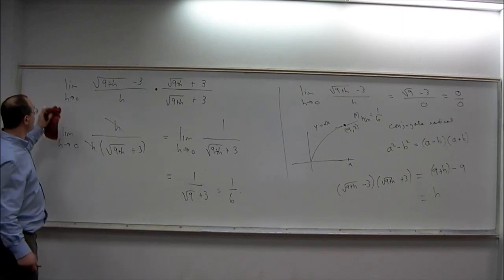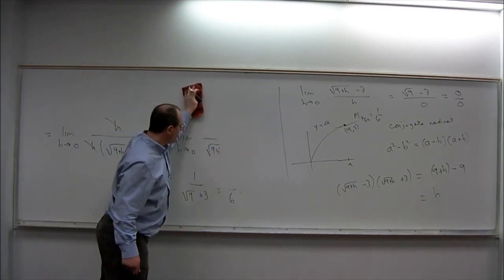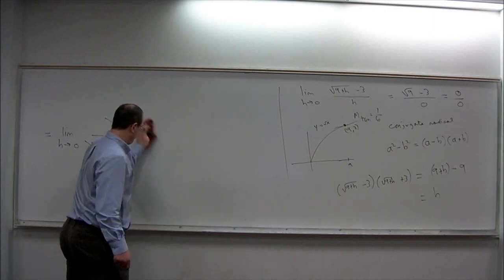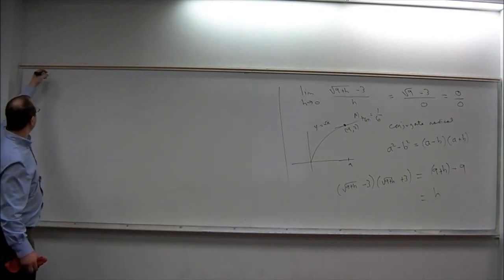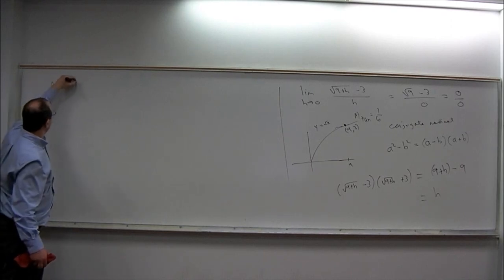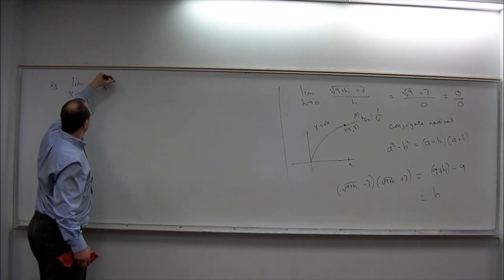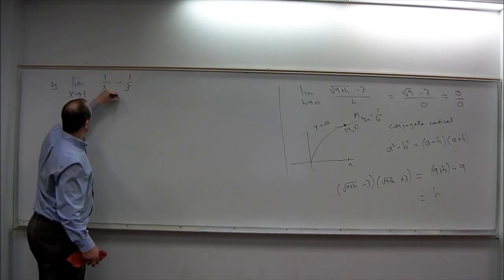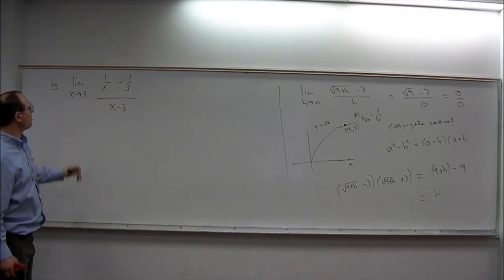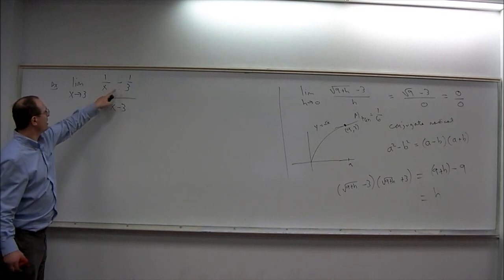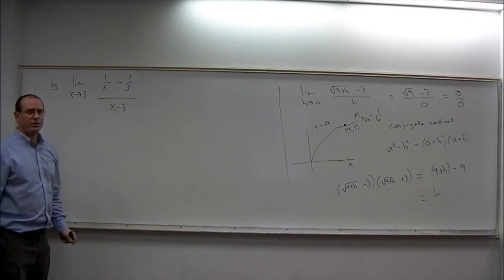Okay, so one other example, using analytical methods to compute a limit. This time involving a complex fraction. The limit as x approaches 3 of (1 over x minus 1 over 3) over (x minus 3). So this is a complex fraction because it contains fractions within the numerator of a larger fraction.